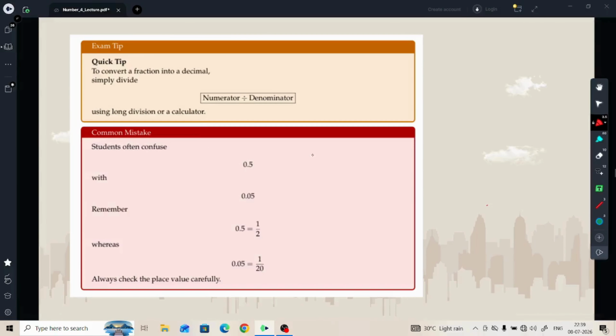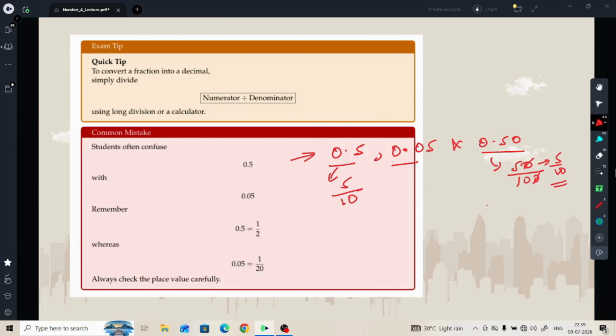Now, a common mistake which every student makes is not understanding the difference between 0.5, 0.05 and 0.50. The point is 0.5 and 0.50 are equal, but 0.05 is a different game. 0.5 is basically 5 upon 10, and 0.50 is 50 upon 100, which is basically 5 upon 10. So these two are the same, but 0.05 is 5 upon 100. It's not at all the same. So you need to be careful about this.